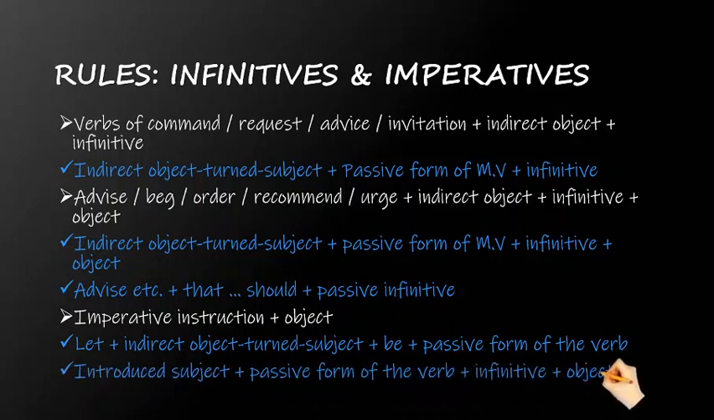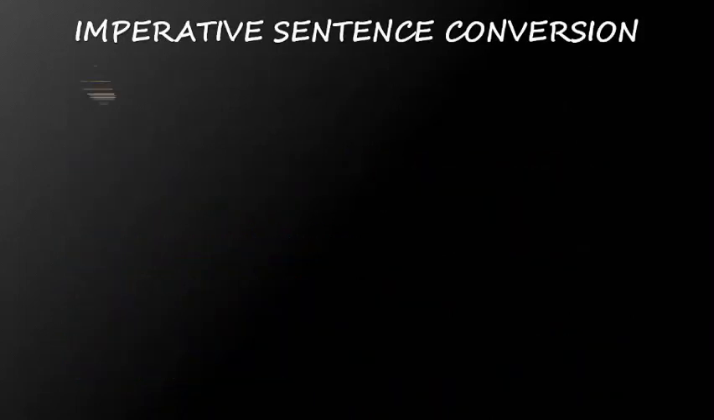Let, then the object turn subject, then be, exactly be verb, and then the passive form of the main verb. Or we can introduce a subject and then use the passive form of the verb and then the infinitive and object. Now, I'm very much sure that all these formulas have got your minds confused, right? So let's forget all about the rules right now. Let's move on to some examples. And I'm very much sure that once you take a look at the examples, you will see that these conversions are not at all difficult, but as I say, among the easiest when we are converting voice of any given verb. So let's move on to the examples.